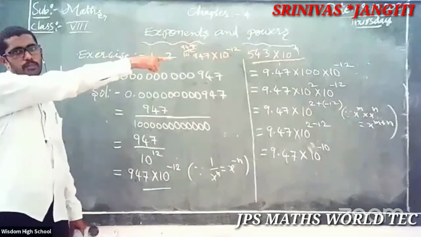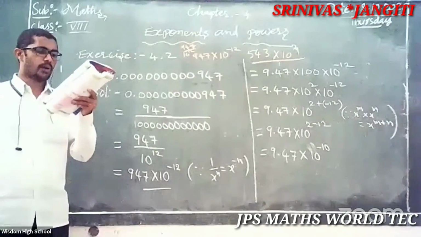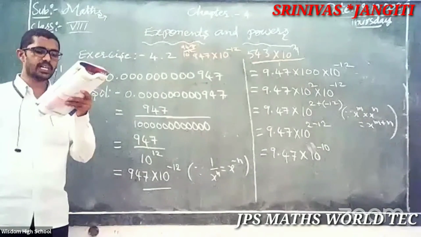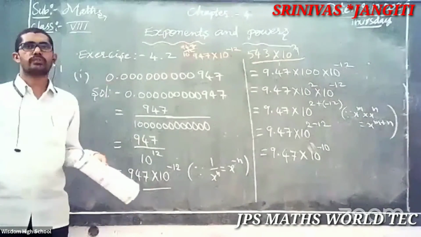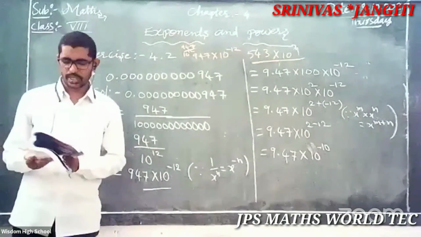Here not before, positive. And next one, once observe 483. How many zeros are here? Yes, 5 zeros. That's why 483 into 10 to the power of 5. So simple, no? Right.